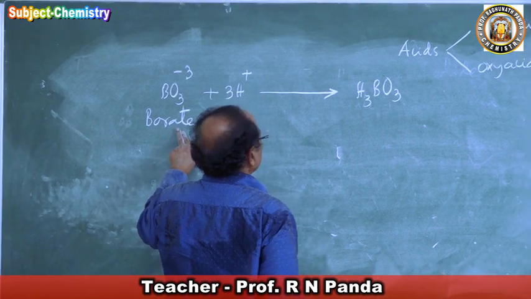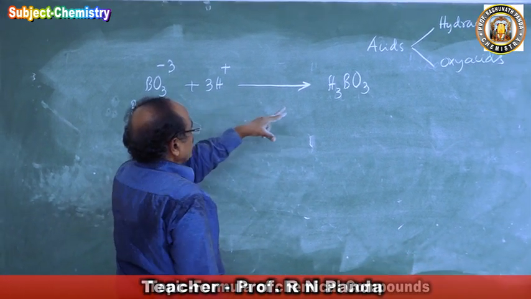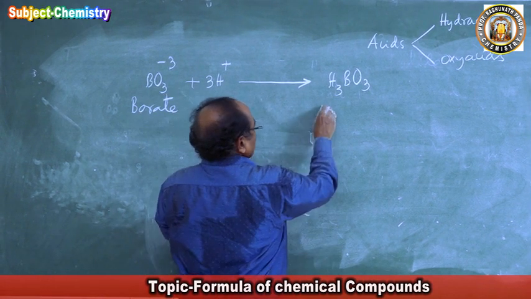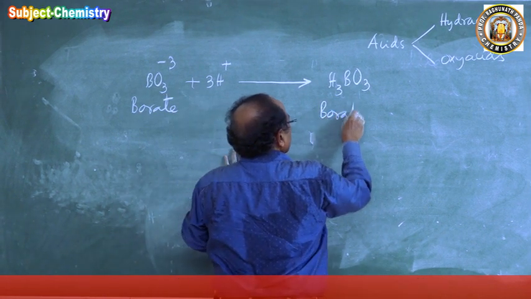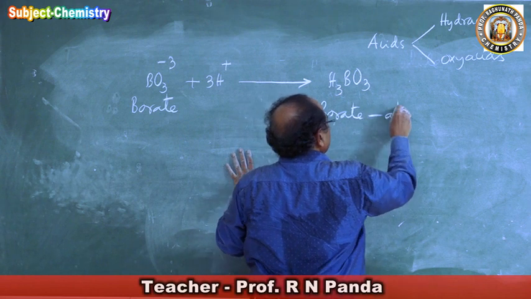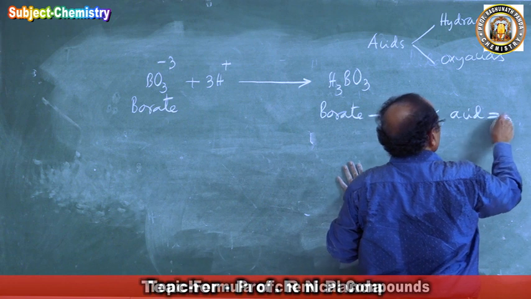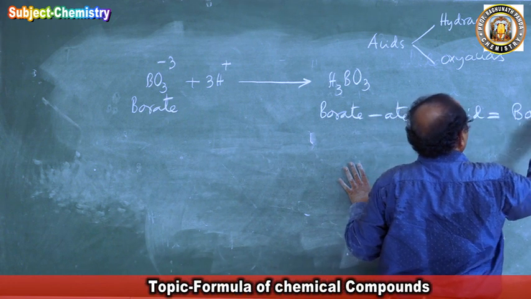This is borate. So what is the name of this? Boric acid. Borate minus ATE plus IC acid. So this will be what? Boric acid.